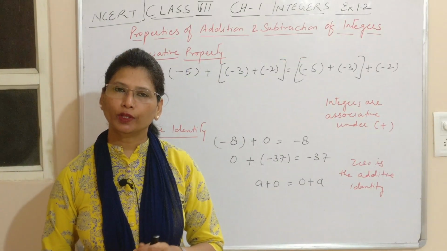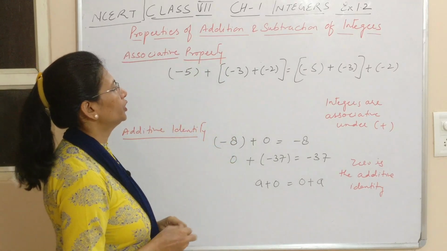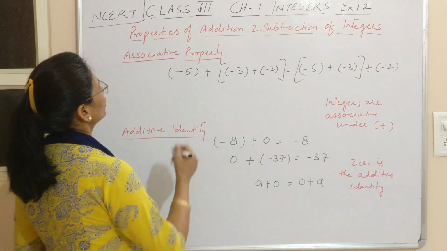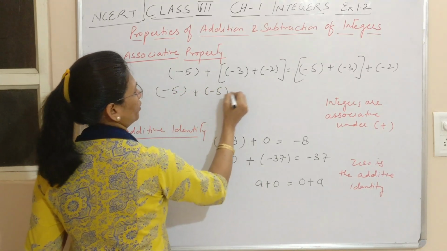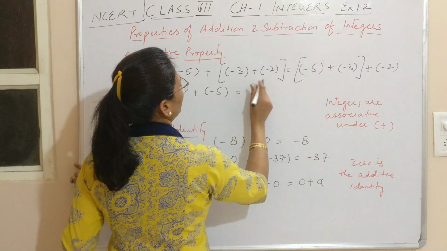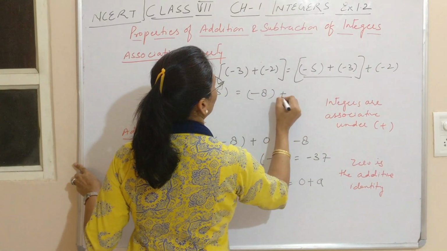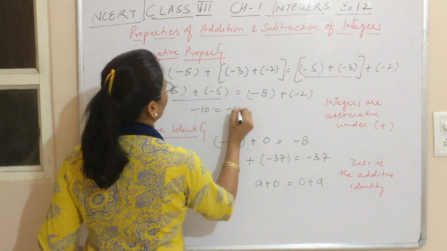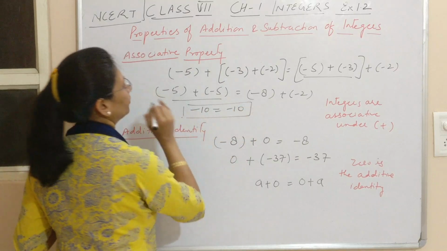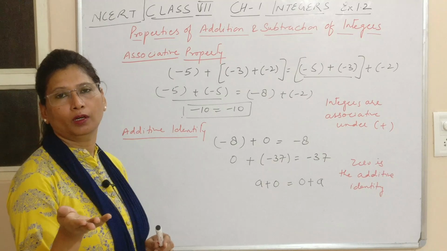So we'll continue with the associative property. In associative property, we take 3 numbers. I have written the expression. We can check it. So here this is minus 5, and if you're adding the terms inside, this is also minus 5. Moving to the right side, the sum is minus 5 and minus 3. This is minus 8 plus minus 2. Now this is what? This is minus 10 and this is minus 10. Hence it holds. This is correct. So integers are associative for addition.